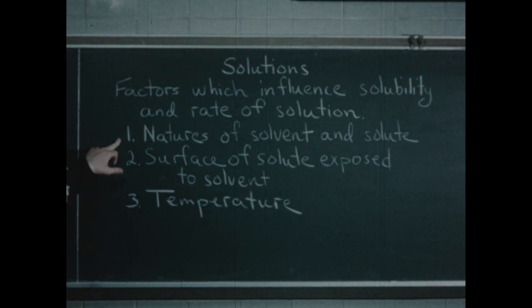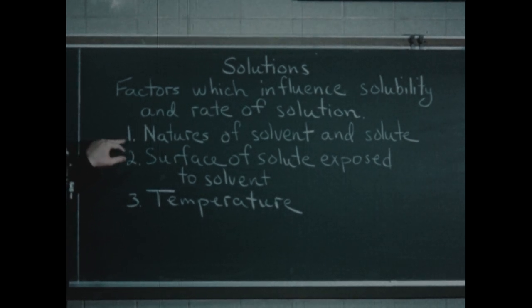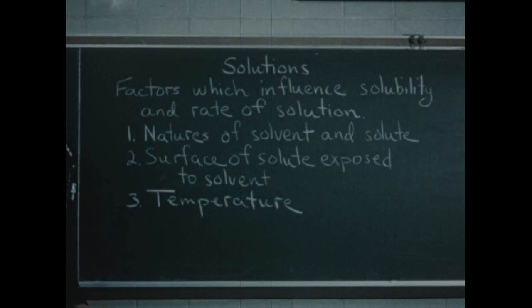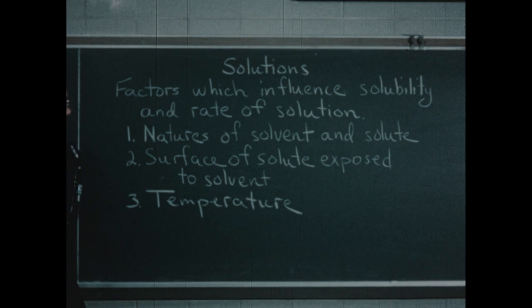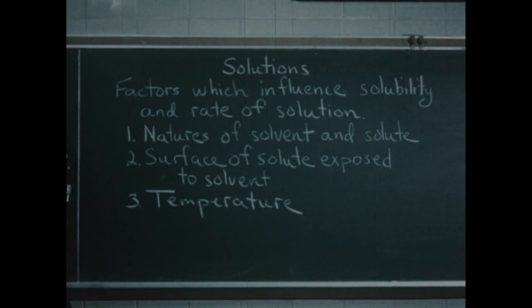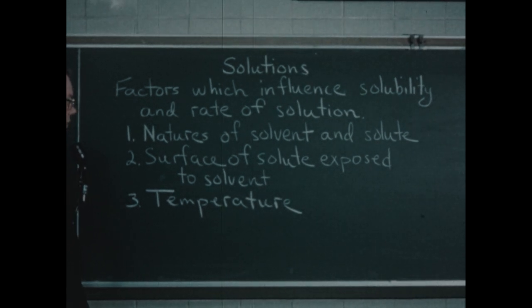Now, the first important factor which influences solubility of one substance in another is the nature of the solvent and of the solute that we're attempting to dissolve in it. It's an old rule of chemistry that like dissolves like. And while there are some exceptions to this, it will be a good working basis for us today. This means that a polar solvent is useful in dissolving a polar solute, and usually that a nonpolar solvent is a good choice for a nonpolar solute. We're going to illustrate that for you in a few minutes.